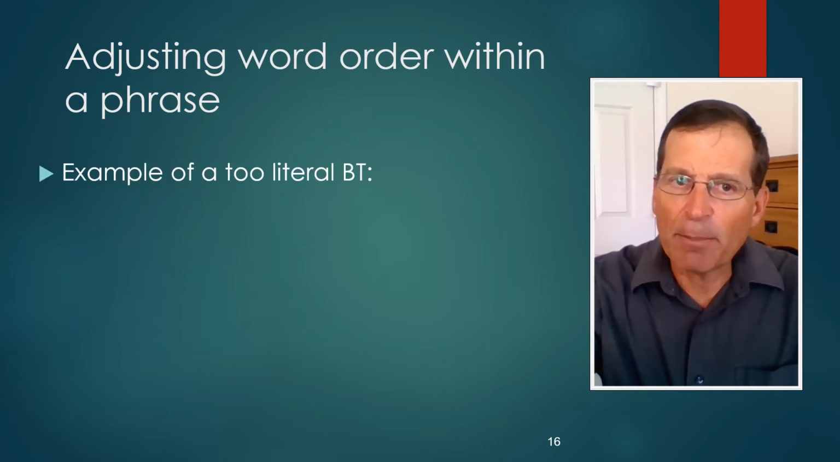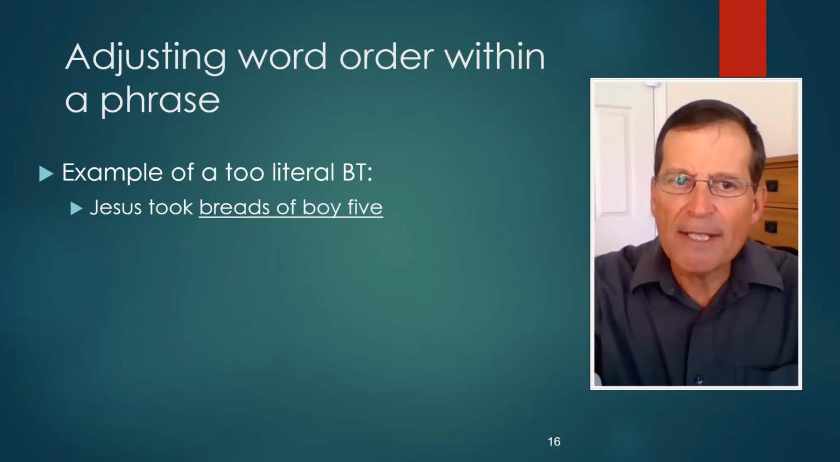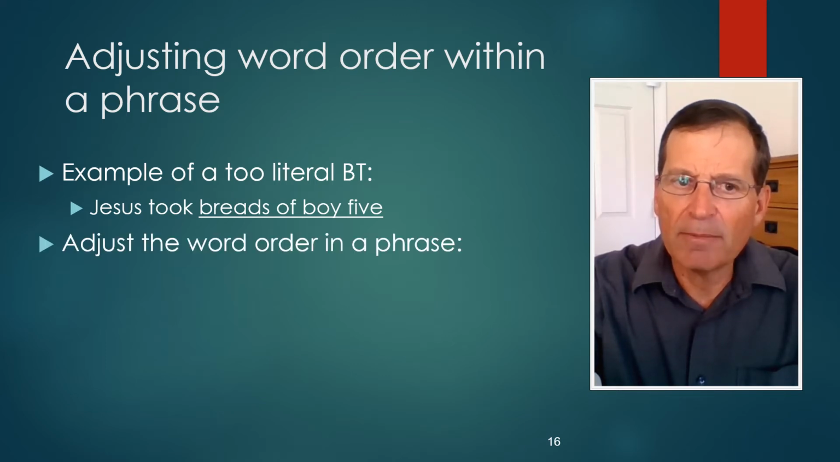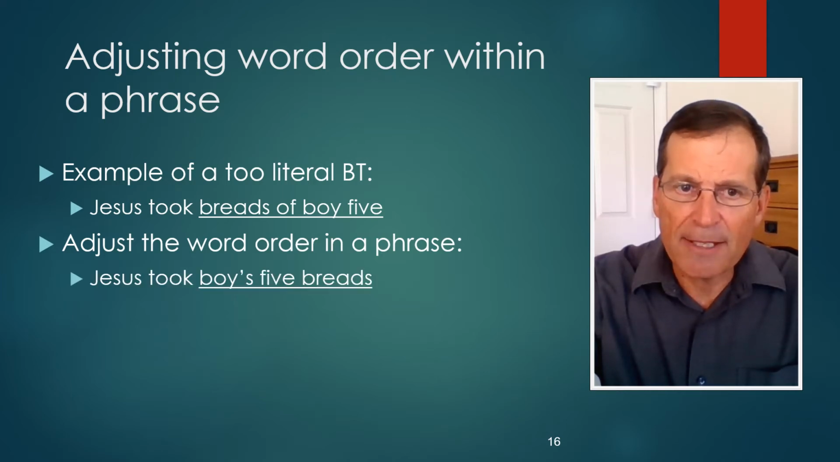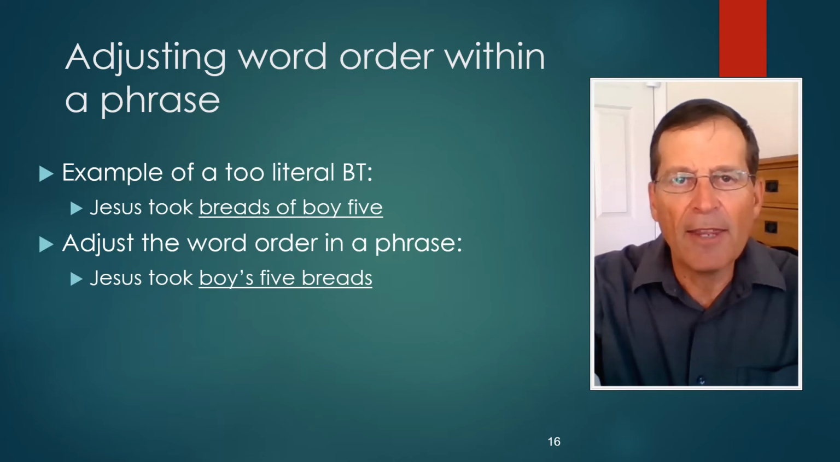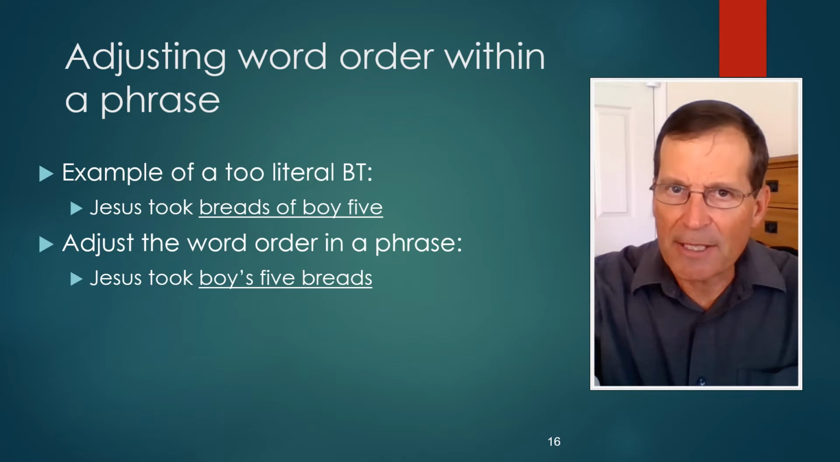Here is an example of a too literal BT. Jesus took breads of boy 5. So that word order in the underlined phrase is a bit hard to understand. So you can adjust that word order and say, Jesus took boys 5 breads. That then is much easier for the consultant to understand.